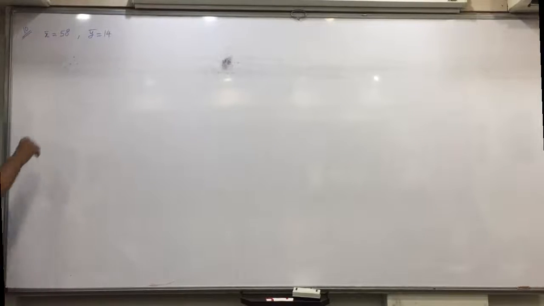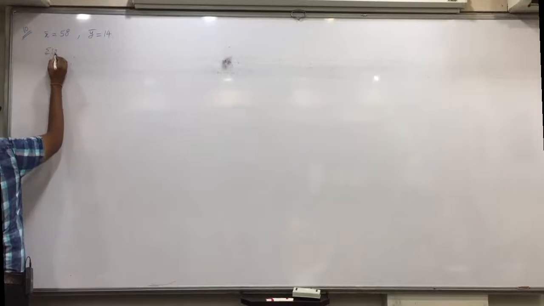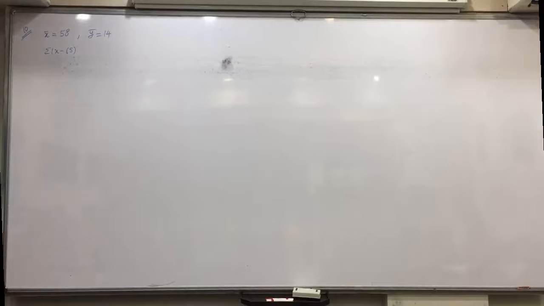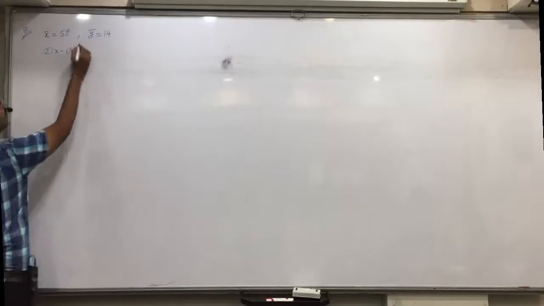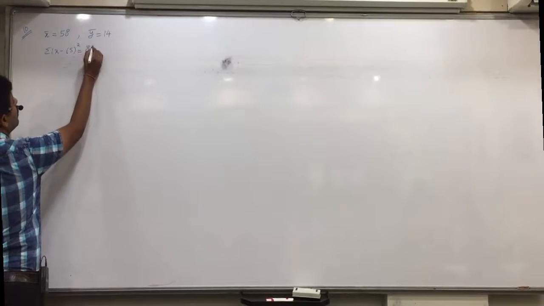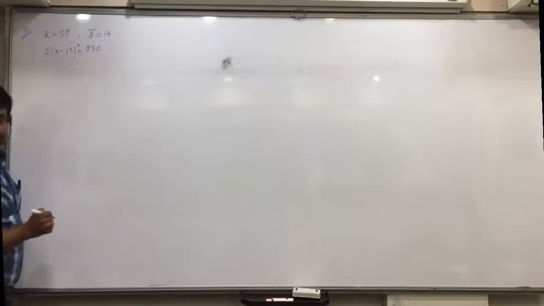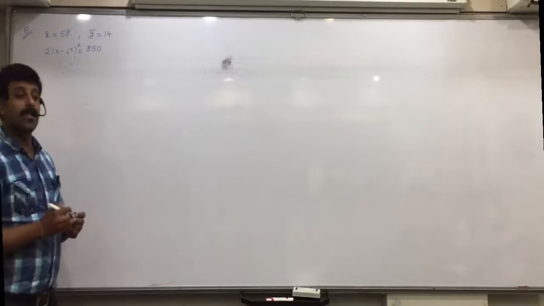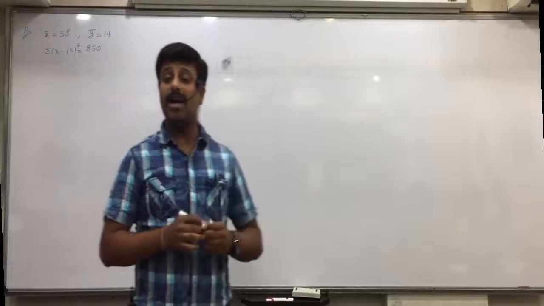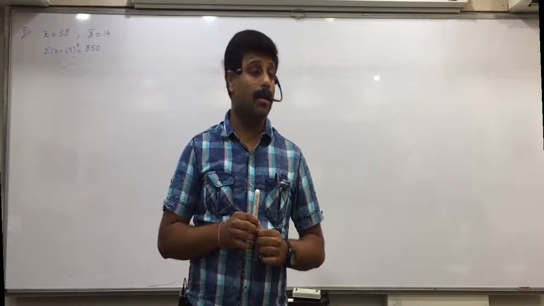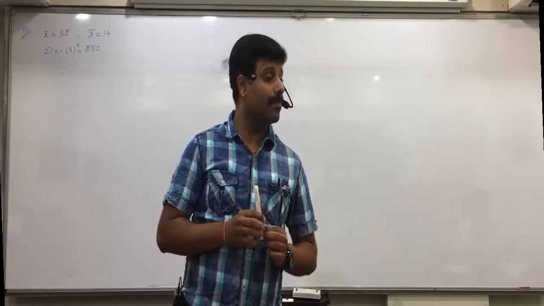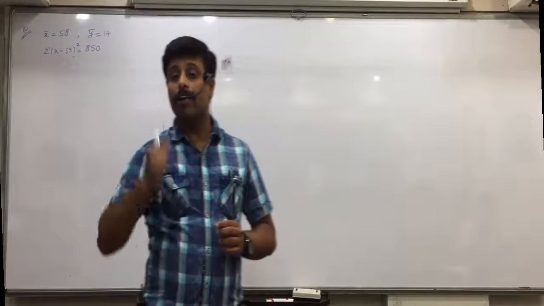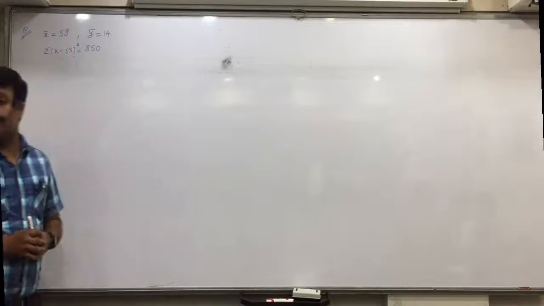And sigma (x minus 65) whole square is given as 850. Raise your hand. What is this? Janvi? Dave? X minus x bar. Pooja? X minus x square. No, Janvi is correct. U square.